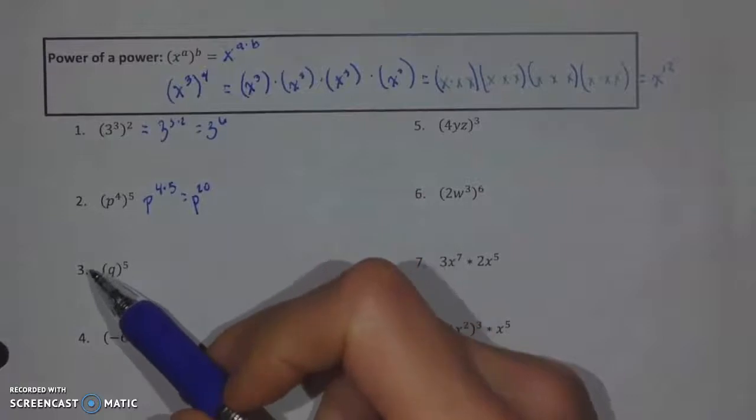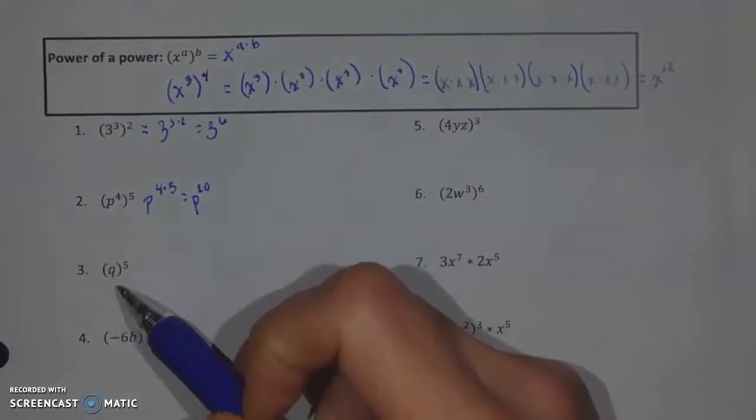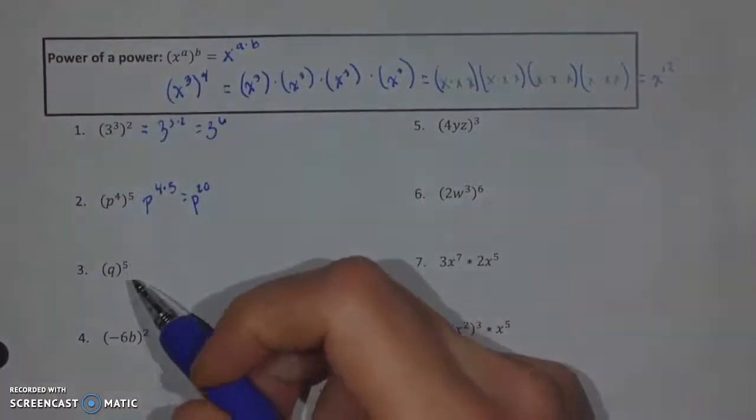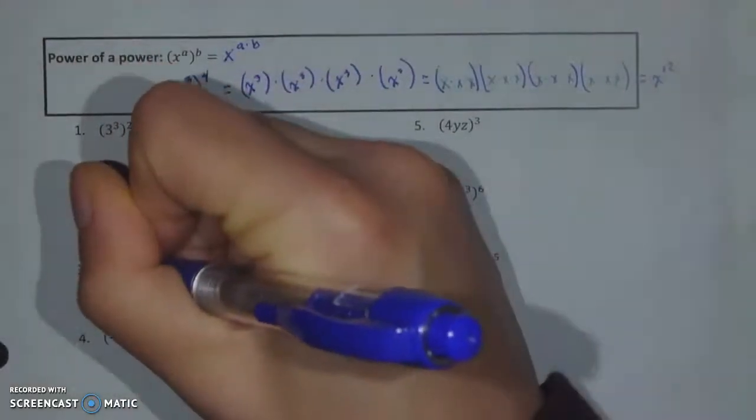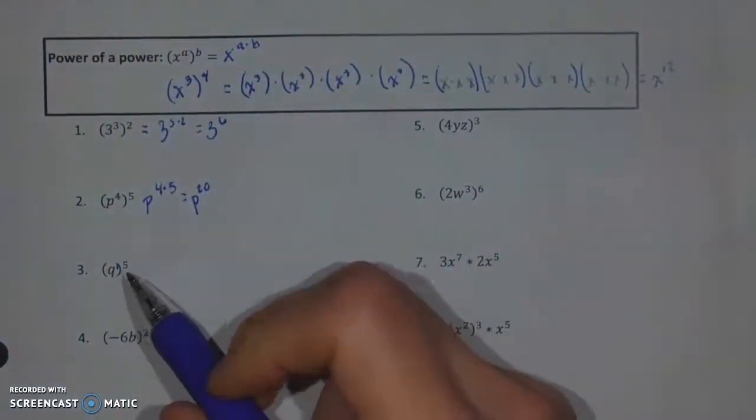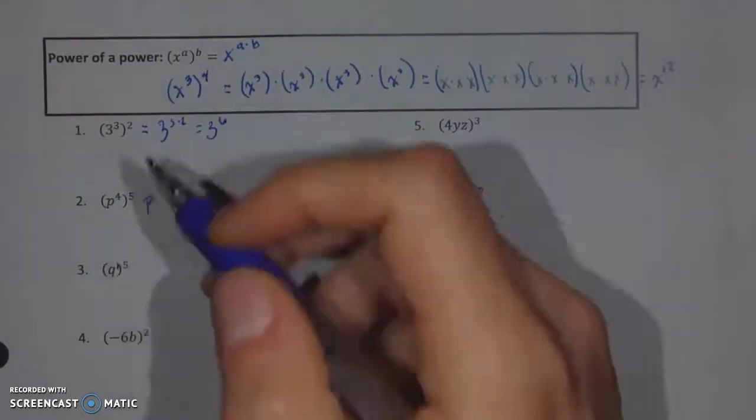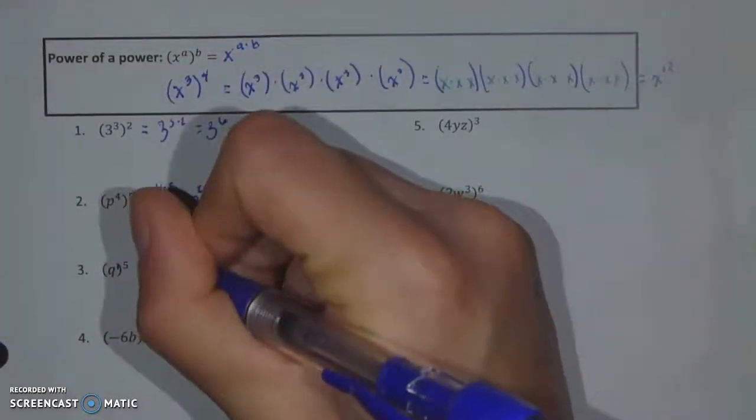Now our next rule is going to be kind of like added into these. When we are talking about powers here, q does have a power, and that power is 1. So that means I'm doing q to the 1 times 5, or just q to the 5 here.